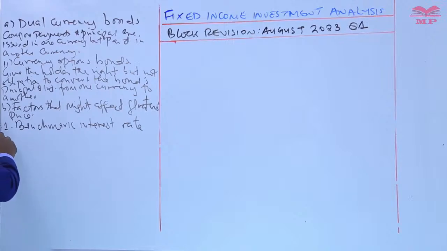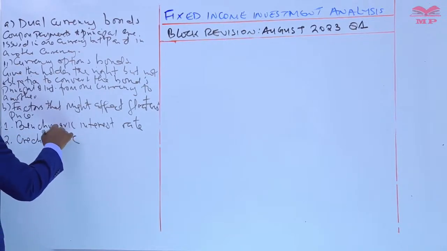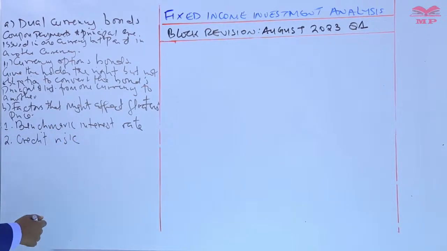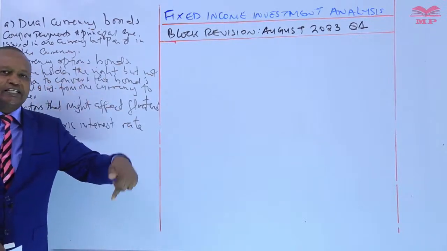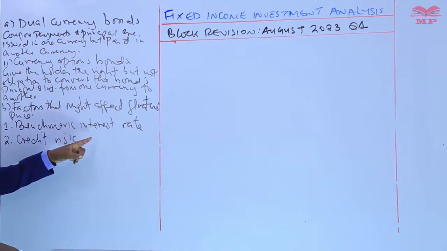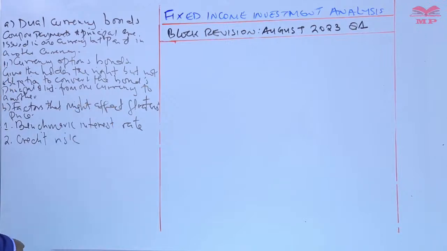Credit risk, number 2. The second factor is credit risk. The creditworthiness of the issuer can affect the price of floaters. If there are concerns about the issuer's ability to repay the principal or make interest payments, then investors may demand higher yields, leading to a decrease in the price of the floaters.